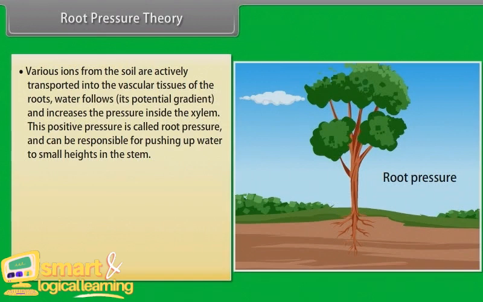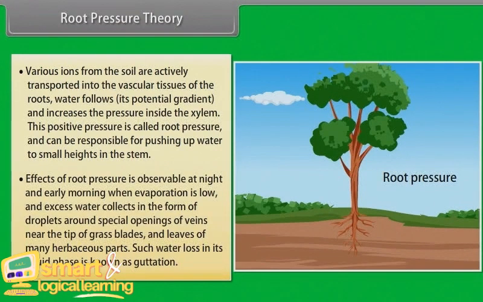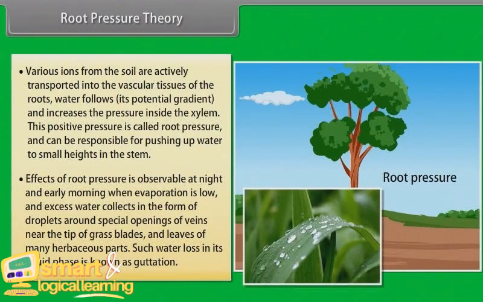This positive pressure is called root pressure and can be responsible for pushing up water to small heights in the stem. The effects of root pressure are observable at night and early morning when evaporation is low and excess water collects in the form of droplets around special openings of veins near the tip of grass blades and leaves of many herbaceous plants. Such water loss in its liquid phase is known as guttation.